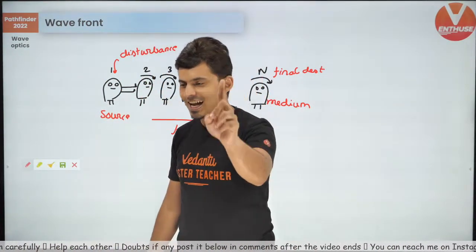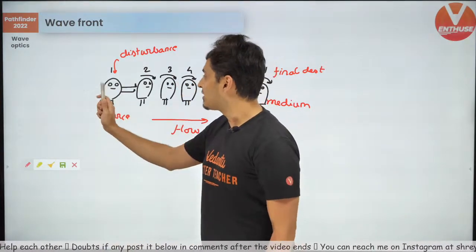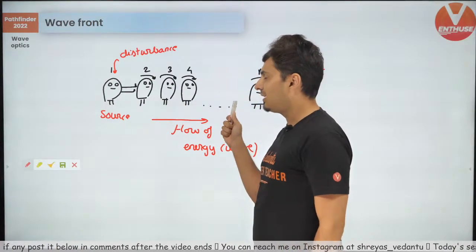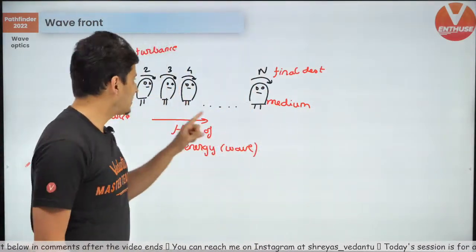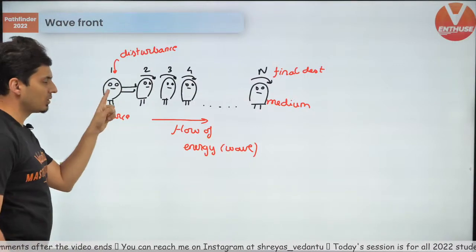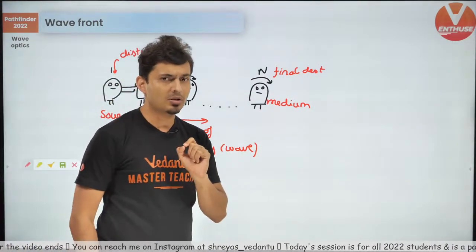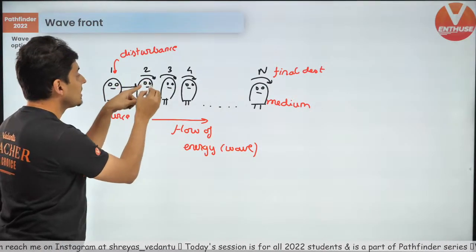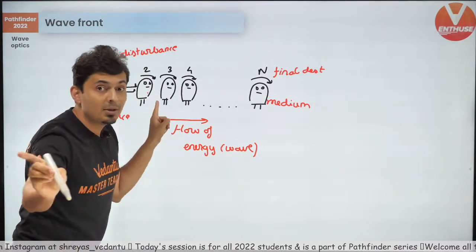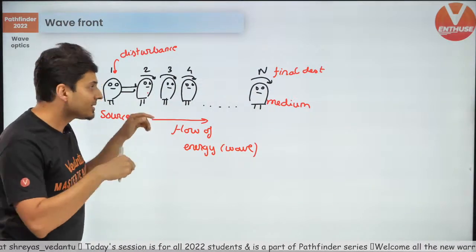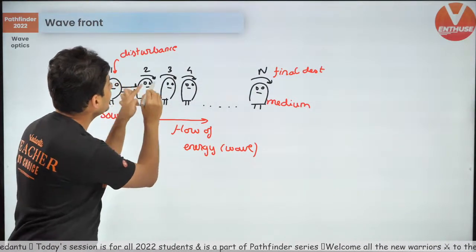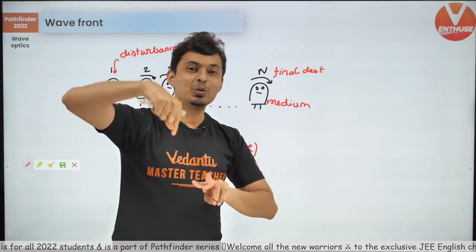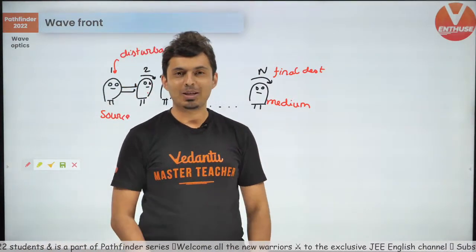You always have a source which disturbs the medium, and that disturbance affects the next one and the next one and the next one. The first Pandu can be called the primary source. Now, that primary source disturbed the second Pandu. That second Pandu is the secondary source, because it is as if this Pandu disturbs the third Pandu. So the second Pandu is now the new source. I hope you visualize this.